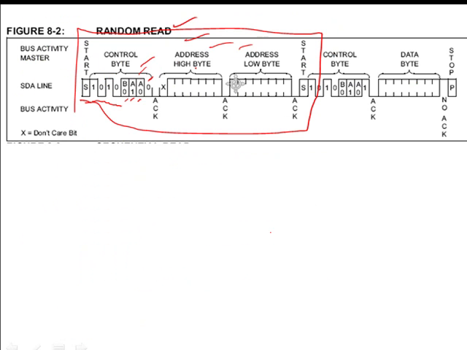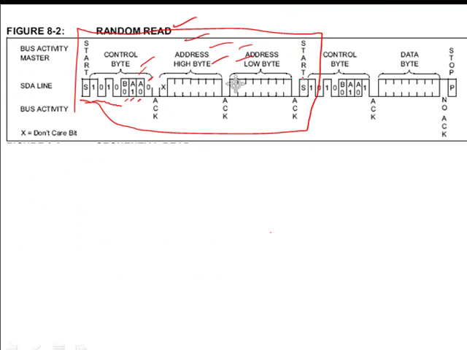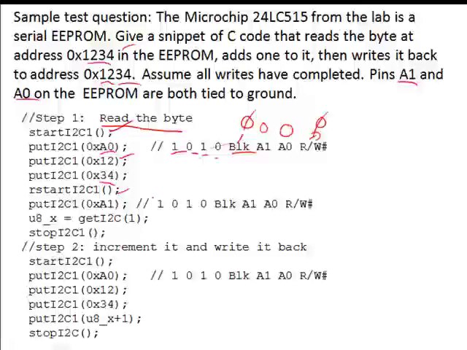At that point, we need to send the address high byte, and then we need to send the address low byte. So let's do that using a put I2C. The address high byte is 12, so we'll send that. We'll do a 34, which is the address low byte. At that point, we need to do what is called a repeated start. This is like a stop followed by a start, except we'll just do it with one call. So we're going to do an R start to start the next transaction.